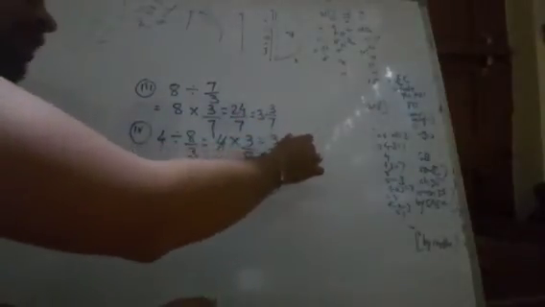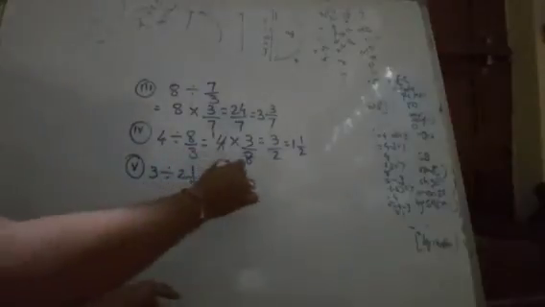Convert this also into integer form. So 1 integer 1 by 2. 2 ones are 2 and 1 remains. 1 remainder in the numerator and the denominator as it is.